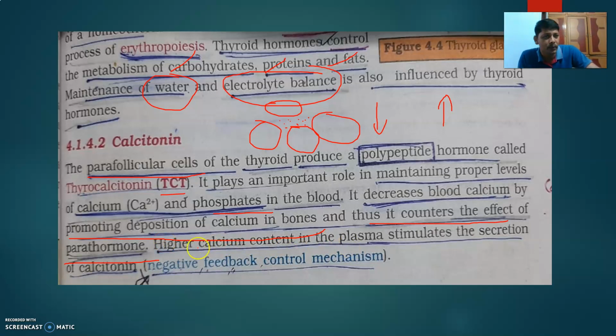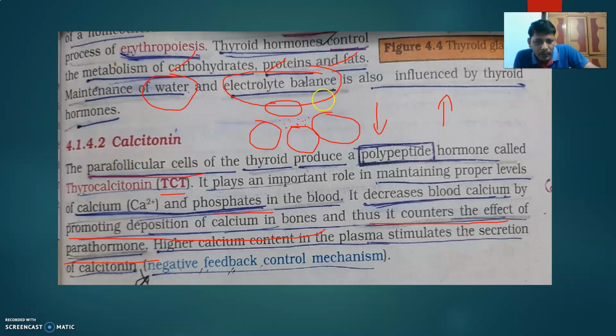How does it act on the calcium levels in our blood? It plays an important role in maintaining proper levels of calcium and phosphates in the blood. It decreases the blood calcium by promoting deposition of calcium in the bone. That means it helps in the mineralization of the bone. Thus it counters the effect of parathormone. These two together maintain the proper level of calcium and phosphates in our blood.